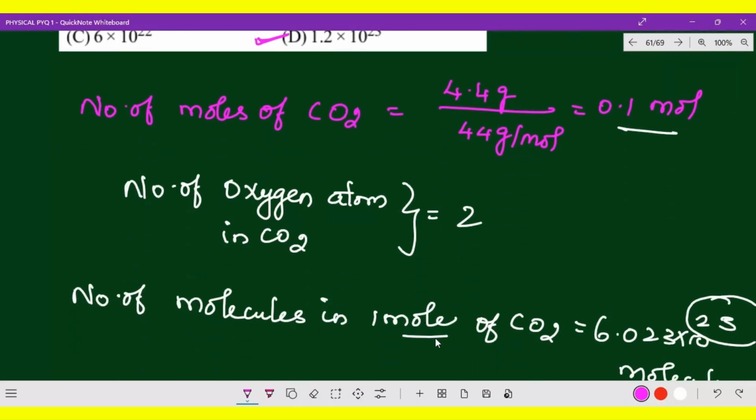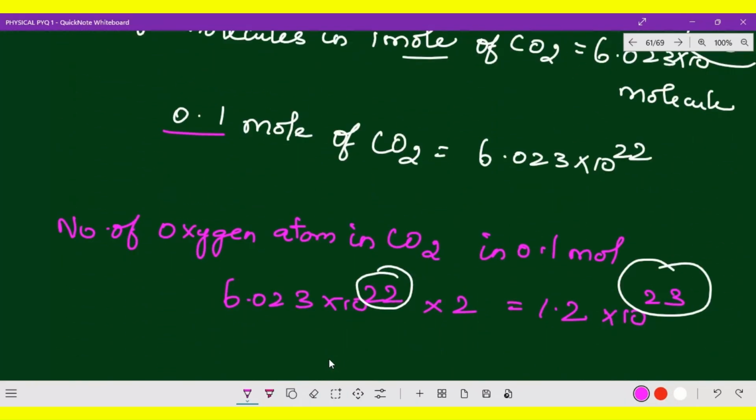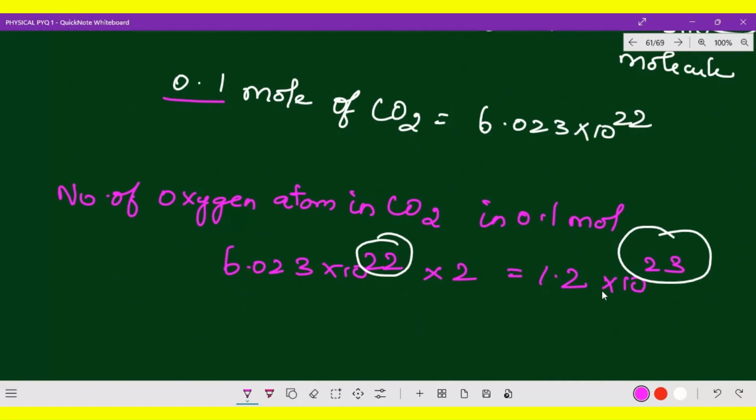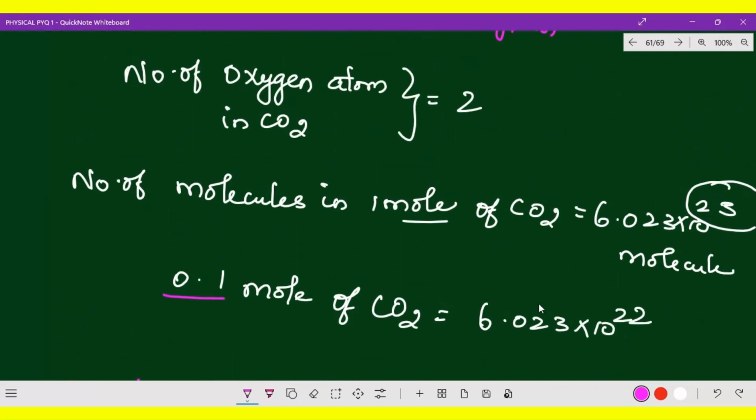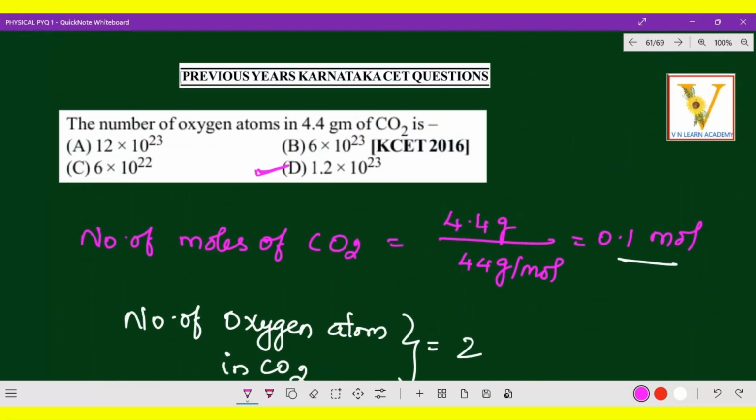So the answer is atoms. That is what we mentioned here: number of oxygen atoms in carbon dioxide. So this is atoms. Hope you got the clarity on how we bring all these points. Come on, let's go to the next question.